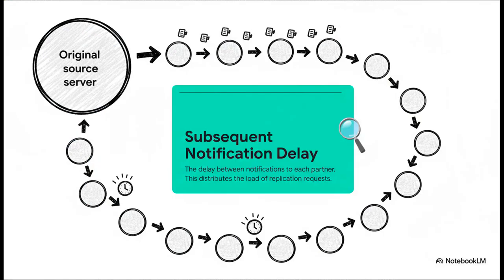All right, so what about the second one, the subsequent notification delay? This one is all about protecting our original server, the source DC. See, without this delay, it would tell all 10 of its partners, "Hey, I have news" all at once, and then bam, it would get slammed with 10 requests for data at the exact same time. It'd be totally overwhelmed. So instead, it tells one, waits a few seconds, tells the next one, waits a few seconds. It gives the source server a chance to breathe and handle each request calmly, one by one.